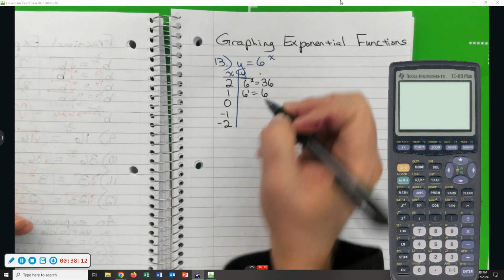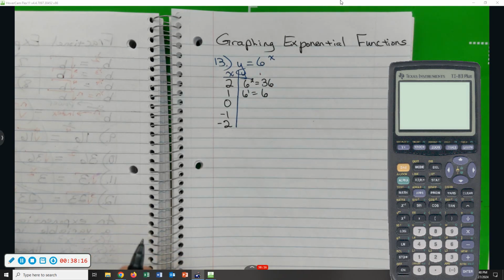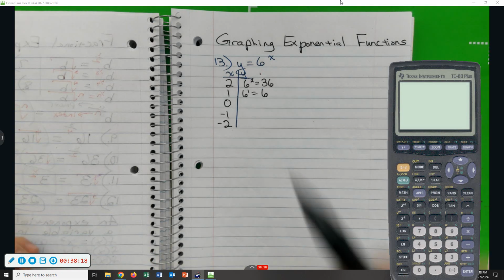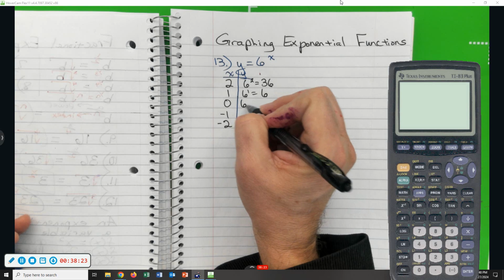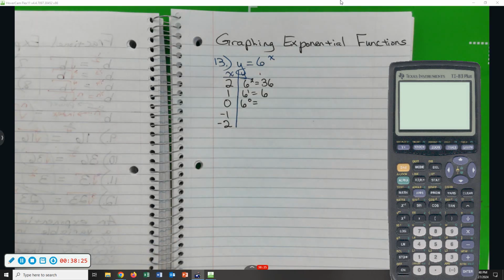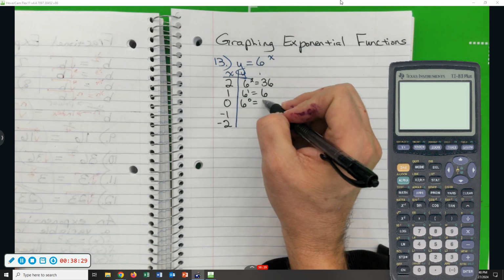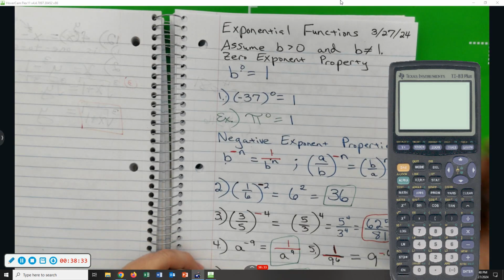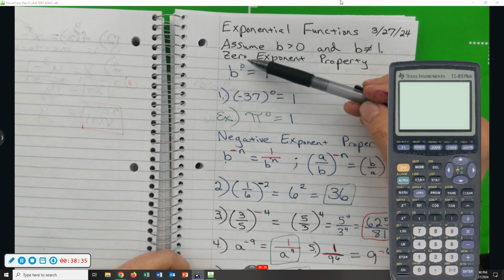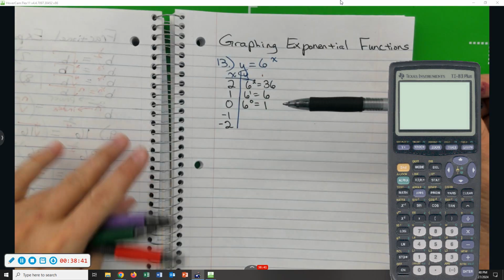Just a 6. Now be careful on this next one. Remember the first thing we did a moment ago when we started this lecture. Replace the x with 0. 6 to the 0 power, what is that defined to equal? 1. Good. 6 to the 0, any non-zero number to the 0 power is defined to equal 1.